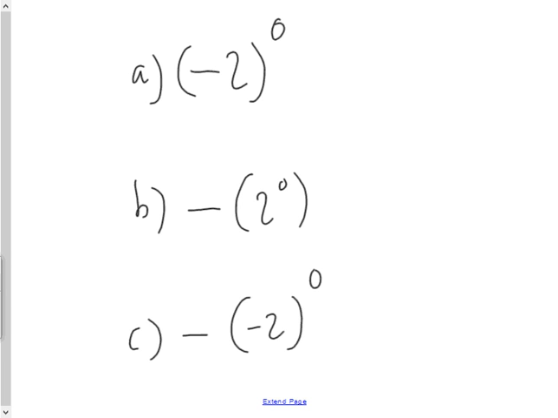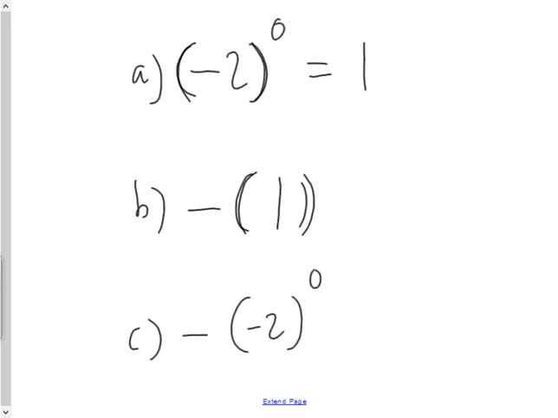Okay, so the first question, A, there are brackets around the negative 2, which means that is my base. And any base to the exponent of 0 will have a standard form of 1. Now this one's a little trickier. This one has the brackets around here. So 2 is the base, 0 is the exponent. So 2 to the 0 has a standard form value of 1.